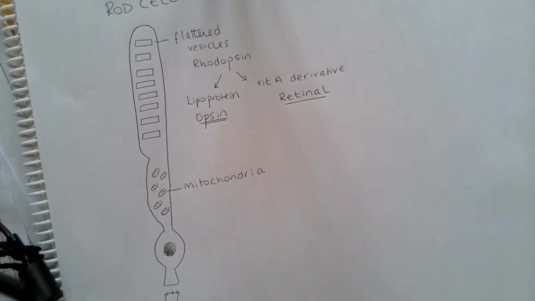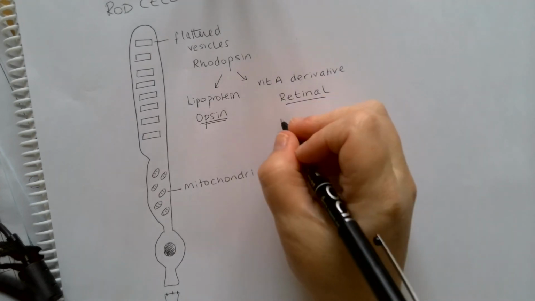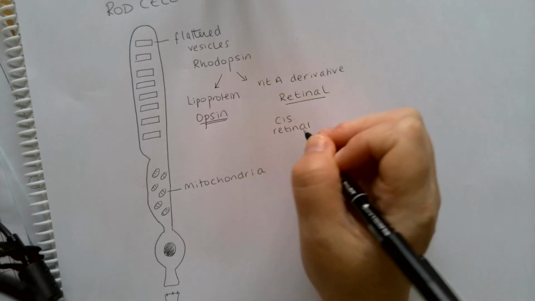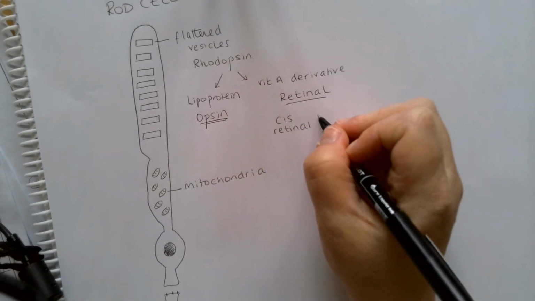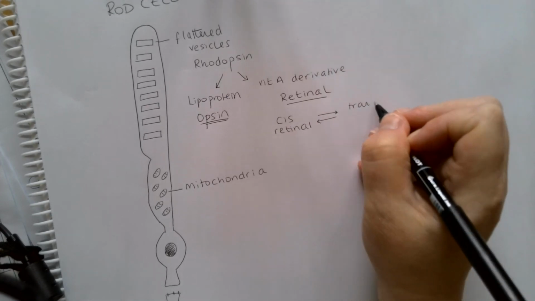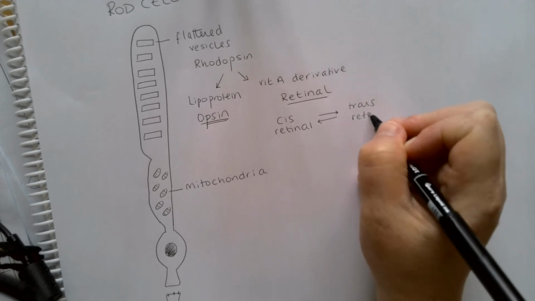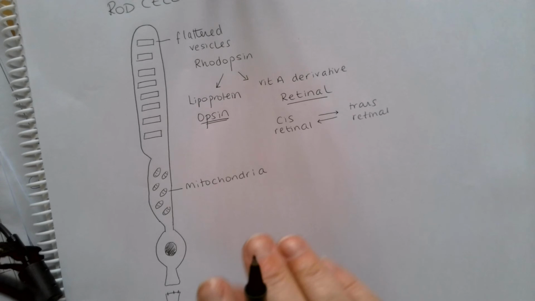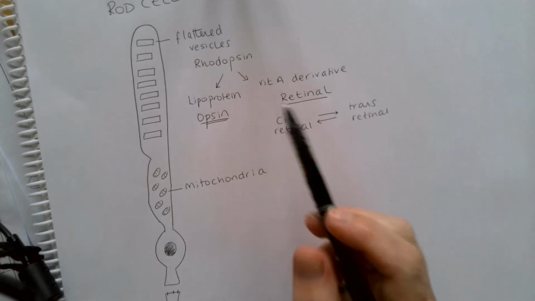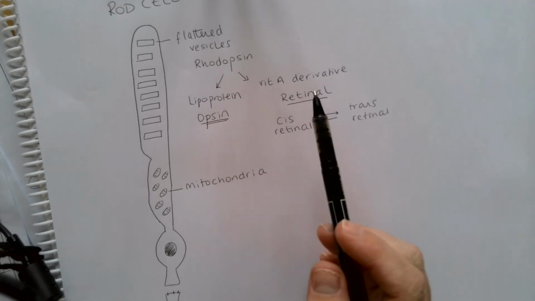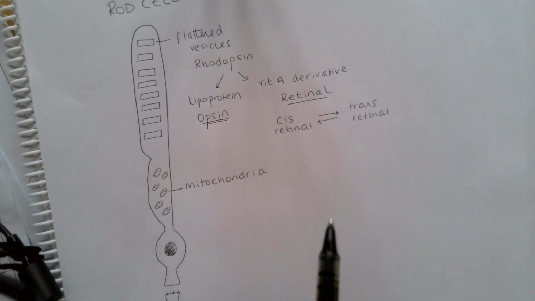And it comes in two forms. The first form we call cis retinal, and it's actually an isomer. It's not two forms, it's an isomer, and it can change. It's a reversible reaction, but it can change into trans retinal. So it's literally when light strikes, it's going to make this change, and what's actually going to happen is rhodopsin is going to separate into these two different substances, but we'll come back and talk about that in a bit.